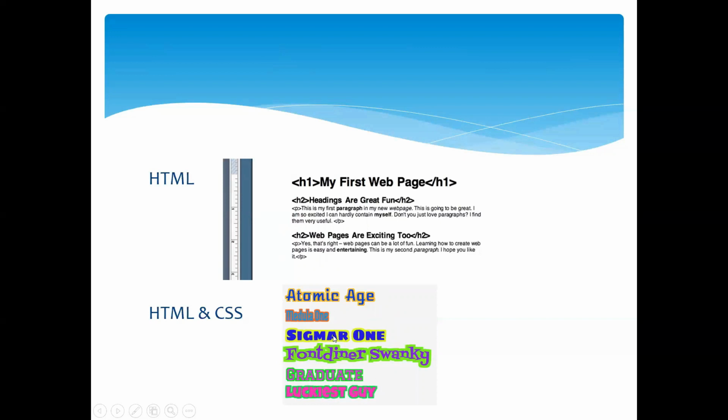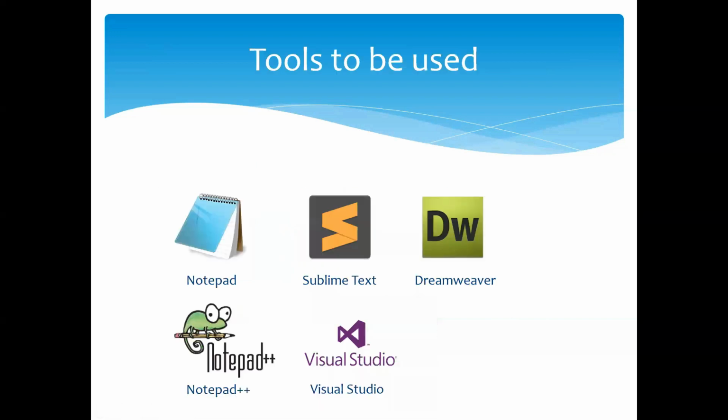How do we do the styling with the help of CSS? Not only with CSS, HTML with CSS, we can do the styling. So only HTML looks like this, and after adding CSS, it looks like this. Next we will learn what tools we will be using in the whole course.